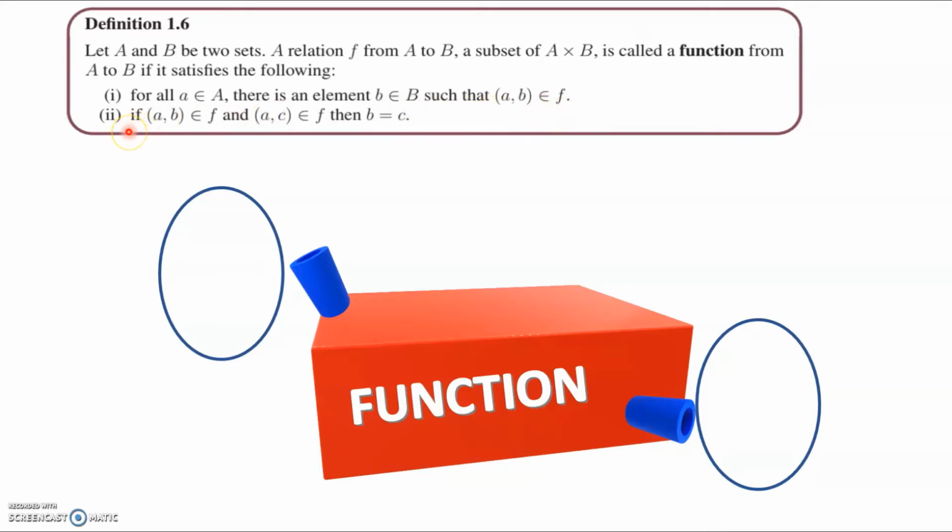And the second condition is that if (a, b) belongs to f and (a, c) belongs to f, then b is equal to c. What does this mean? The second condition means, if you have (a, b) belonging to f and you have (a, c) belonging to f, then b and c have to be the same. So this is the main condition of a function, and that will be the difference between a relation and a function.